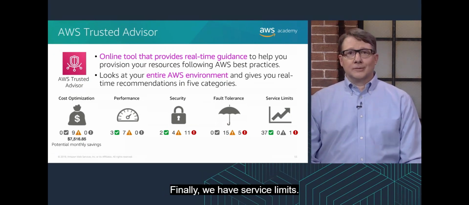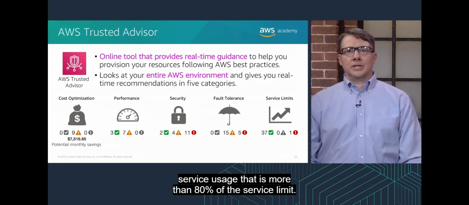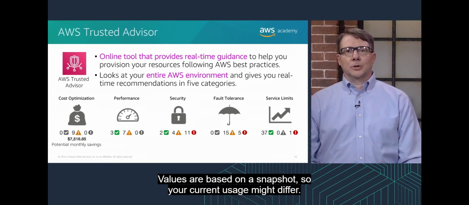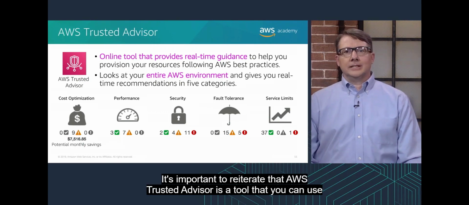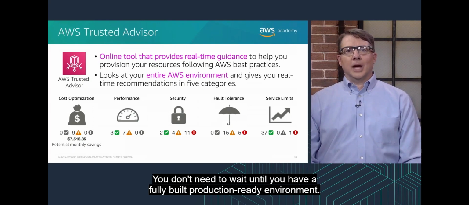Finally, we have service limits. AWS Trusted Advisor checks for service usage that is more than 80% of the service limit. Values are based on a snapshot, so your current usage might differ. Limit and usage data can take up to 24 hours to reflect any changes. It's important to reiterate that AWS Trusted Advisor is a tool that you can use to review your AWS environment as soon as you start implementing your architectures. You don't need to wait until you have a fully built, production-ready environment.